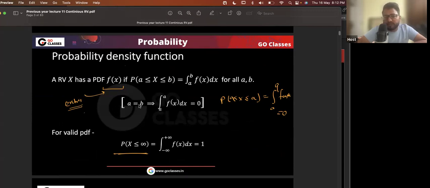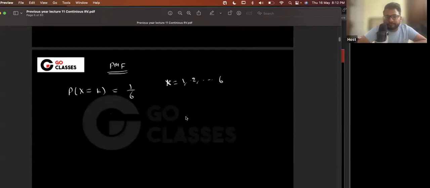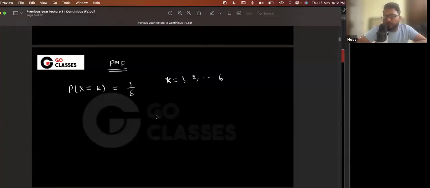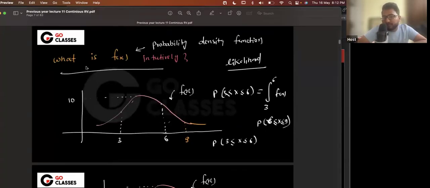So we have seen that if you want to find out the probability, then you need to integrate this PDF, right? So this is a PDF. This is not a probability. For example, this used to be the probability in case of PMF, but this is not probability. This is the probability density function.